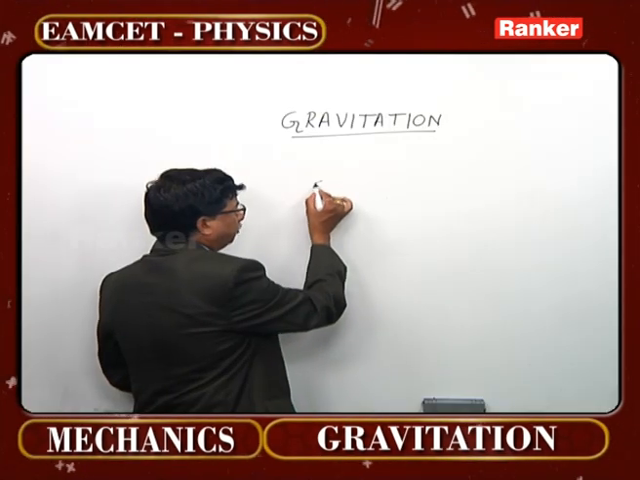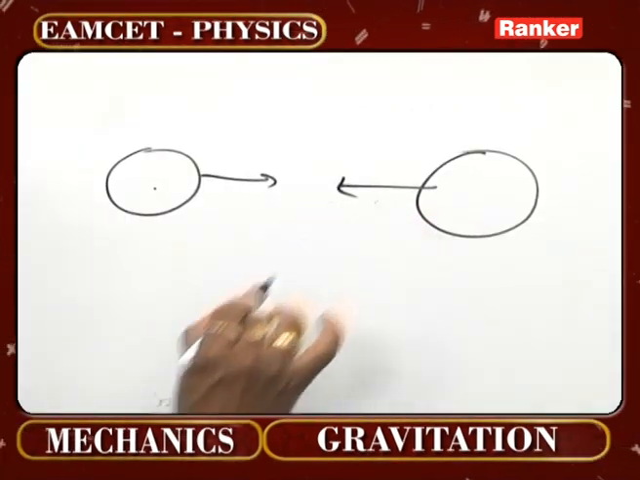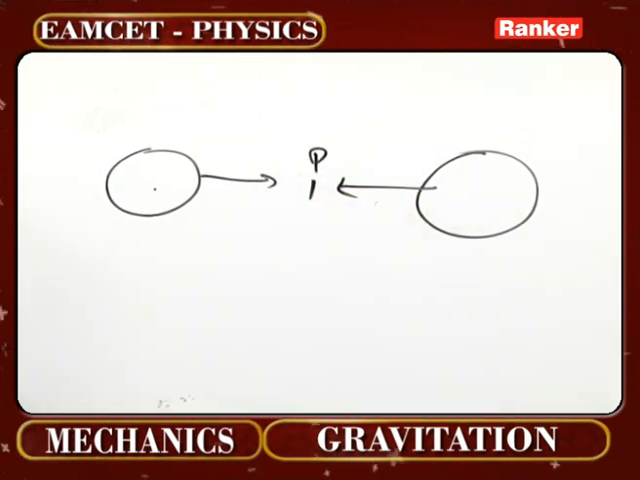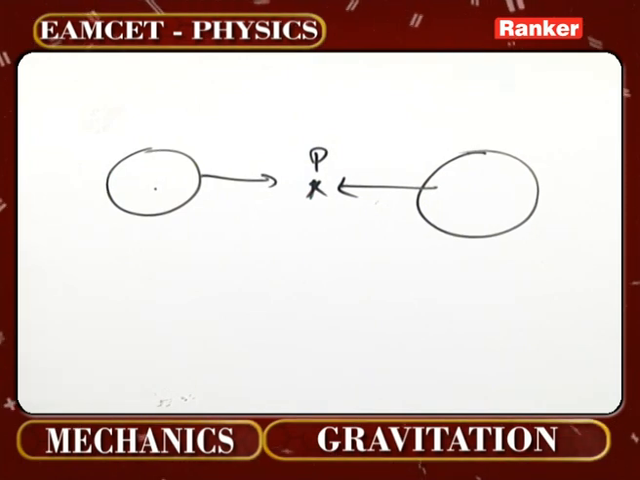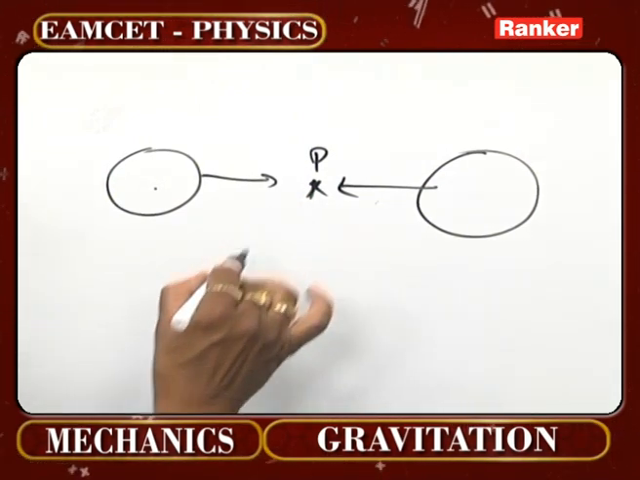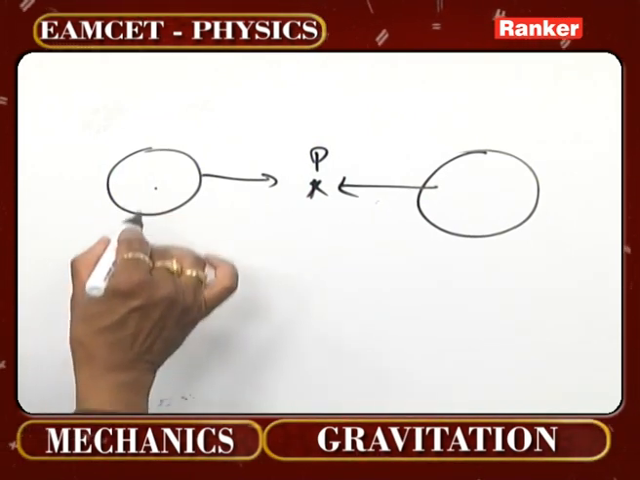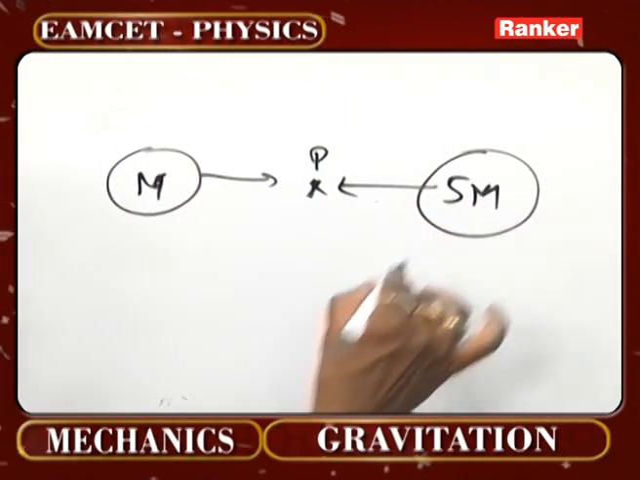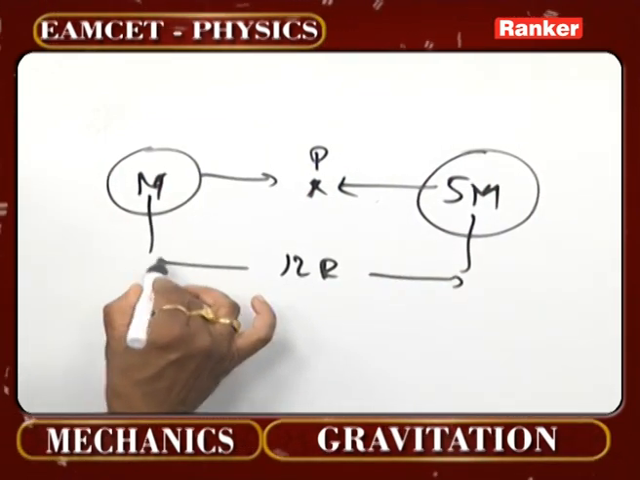I just want to tell you one point. Suppose two bodies, due to their mutual attraction, are just moving towards each other. When they are colliding at some point, say P, you should understand that this is the point which is going to be the center of mass of the entire system. So they will definitely be colliding at the center of mass. So what you need to understand here is m is the first mass, 5m is going to be the second mass, center to center distance is given 12r, that is the concept.